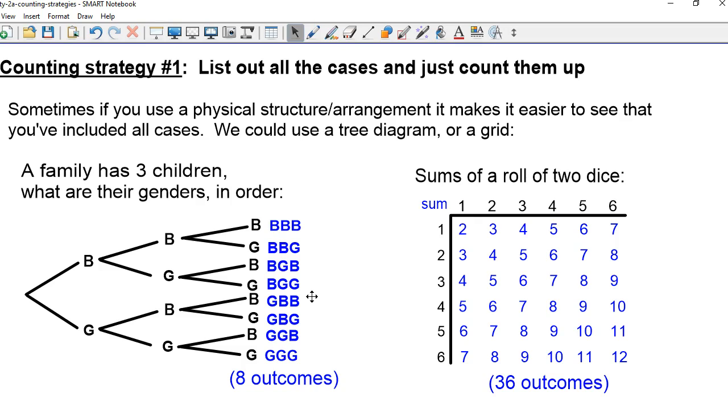Or let's say we're trying to find something related to the sums of a roll of 2 dice. So one of the dice, maybe if it's 6-sided, could have the values 1, 2, 3, 4, 5, or 6.